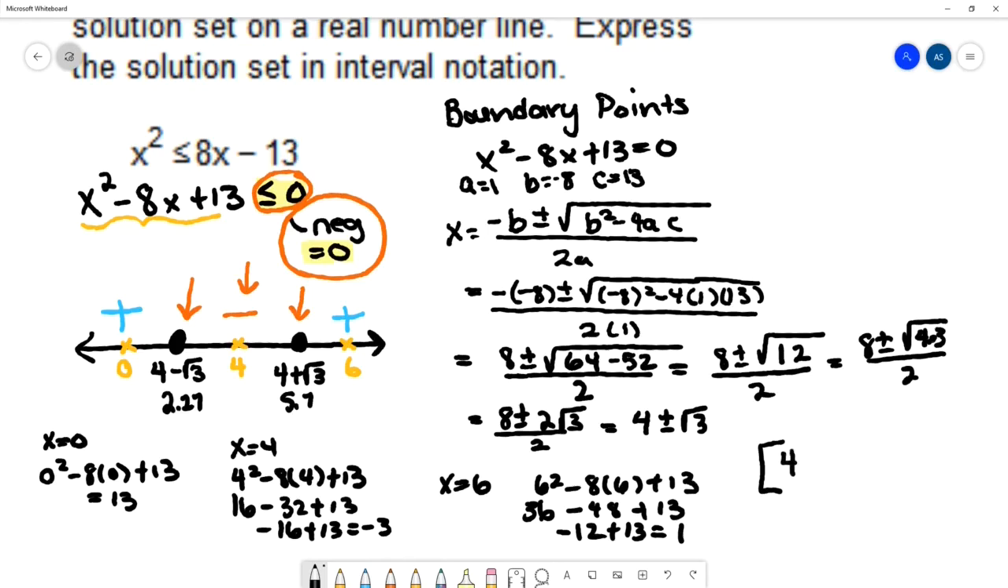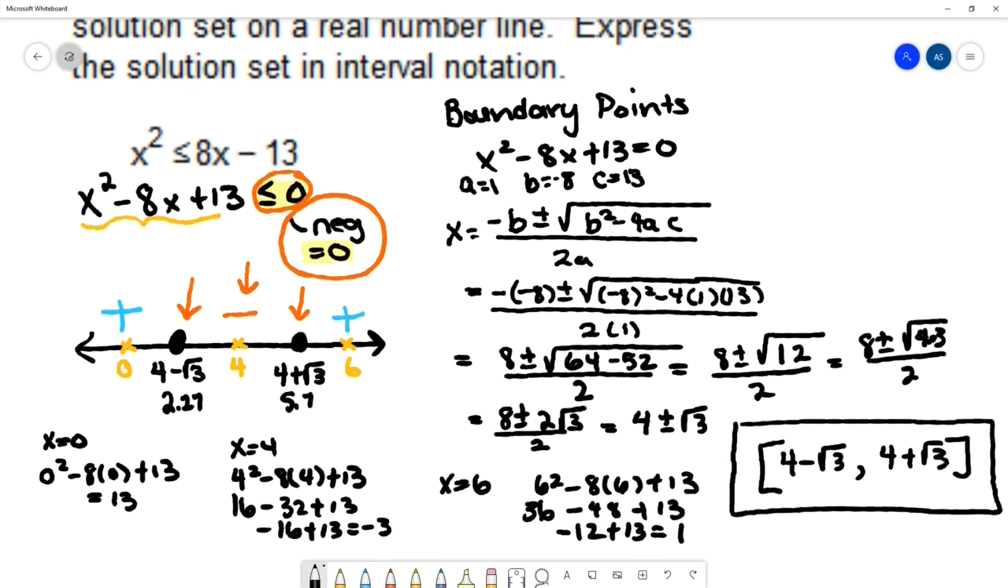We want to use the numbers in the exact form, which is this square root, 4 minus square root of 3, because that would be the exact answer. And then we have 4 plus square root of 3. So our solution set for this inequality would be all numbers that are in between 4 minus square root of 3 and 4 plus square root of 3. And I use the brackets to include those boundary points.